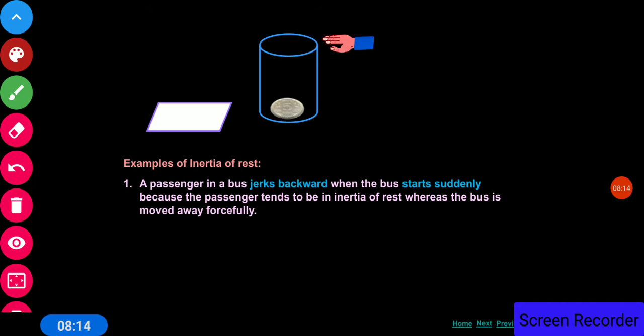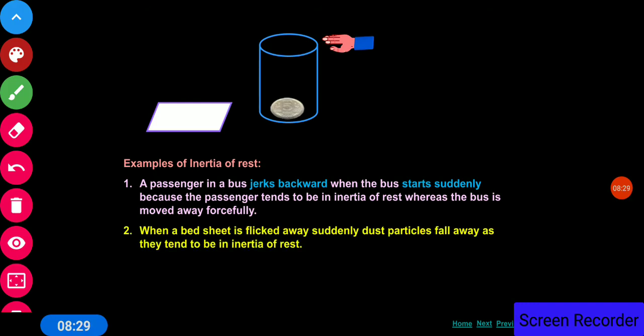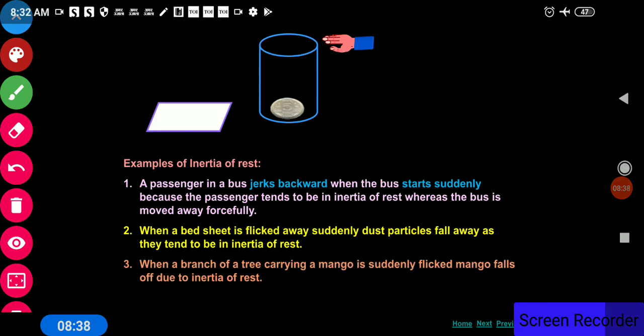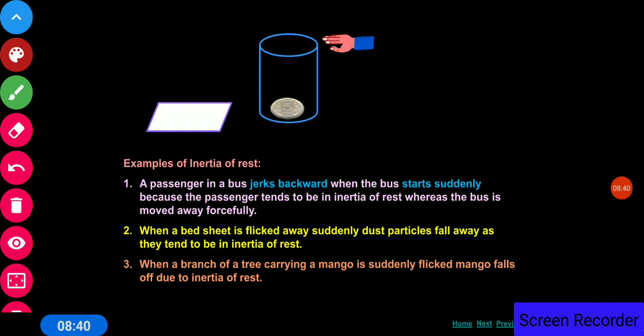Similarly, other examples of inertia of rest. A passenger in a bus jerks backward when the bus starts suddenly because the passenger tends to be in inertia of rest, whereas the bus is moved away forcefully. When a bedsheet is flicked away suddenly, dust particles fall away as they tend to be in inertia of rest. When a branch of a tree carrying a mango is suddenly flicked, the mango falls off due to inertia of rest.